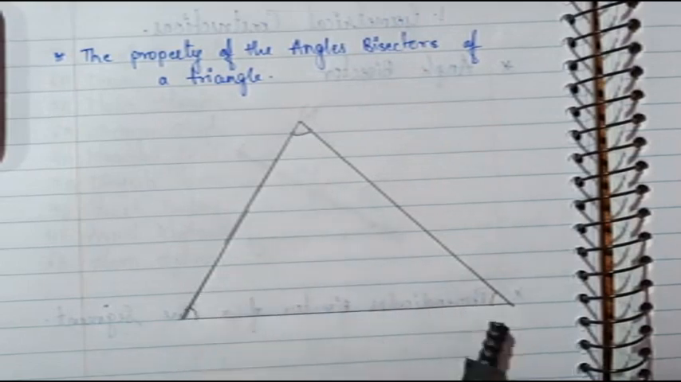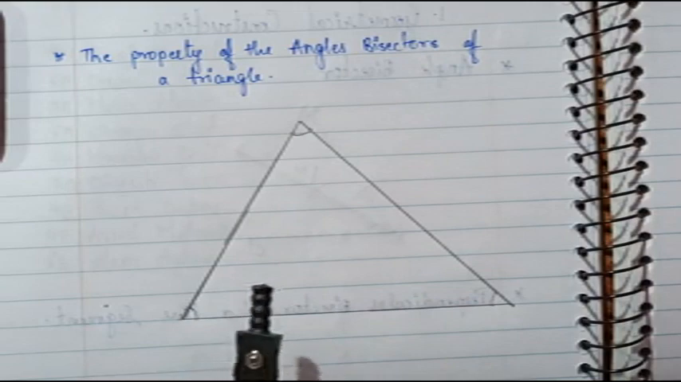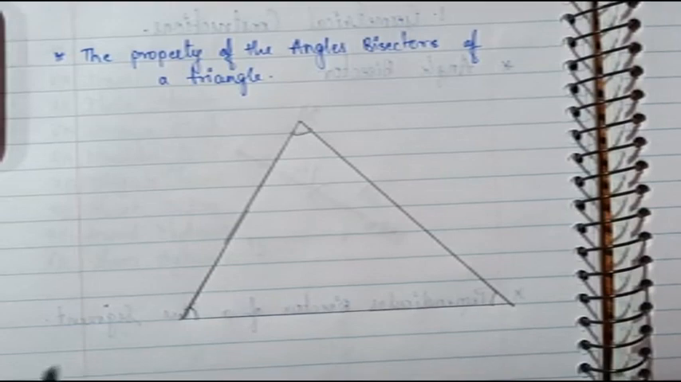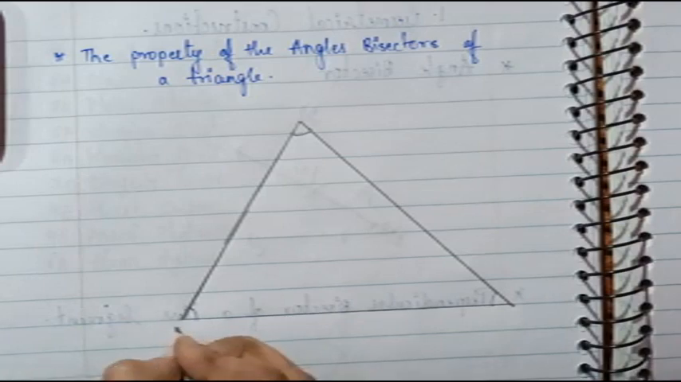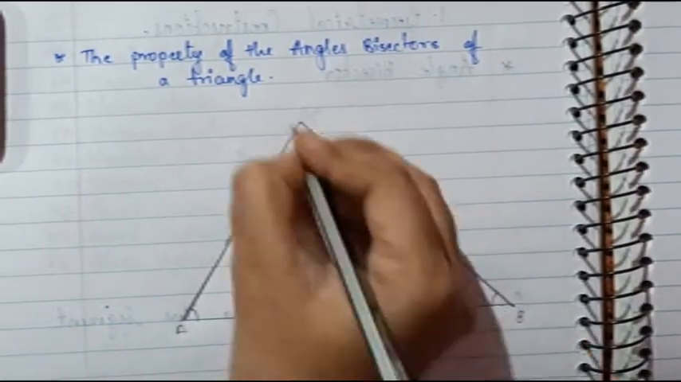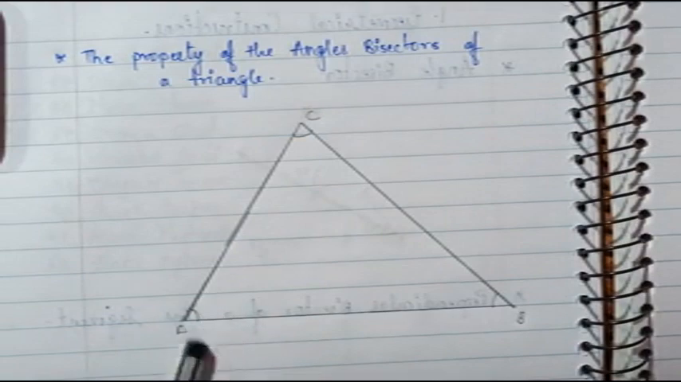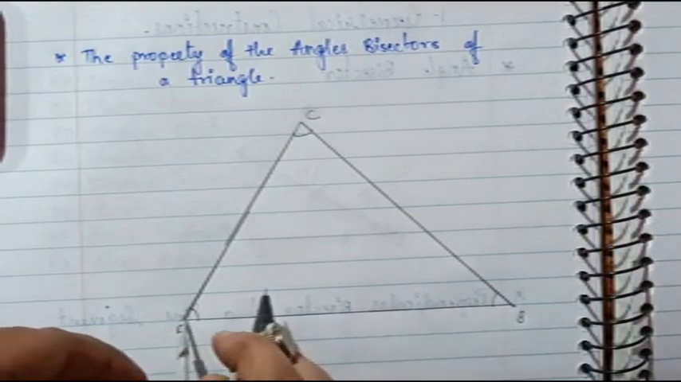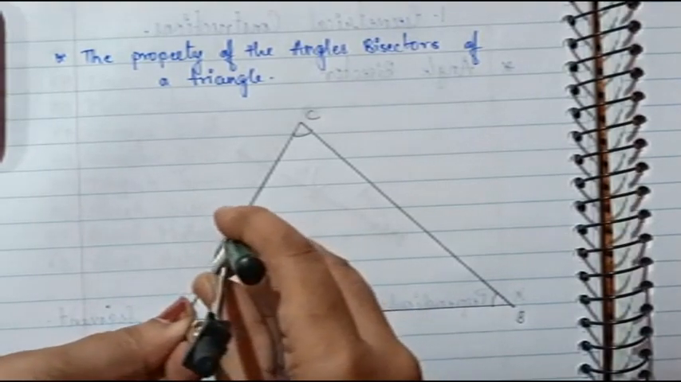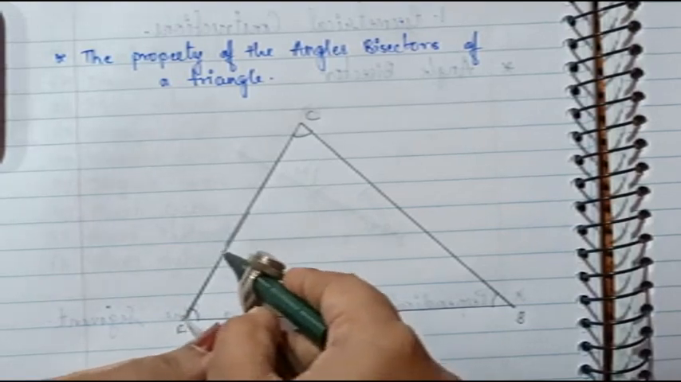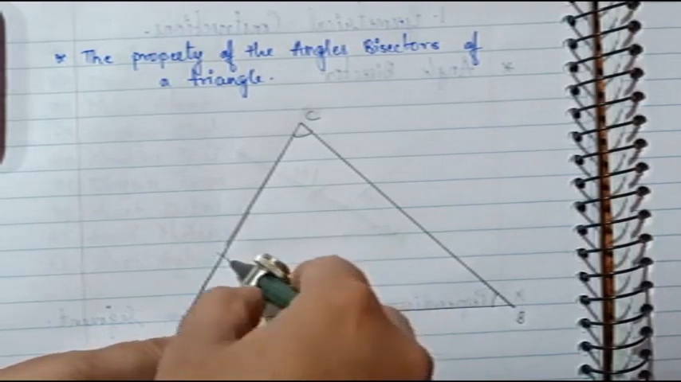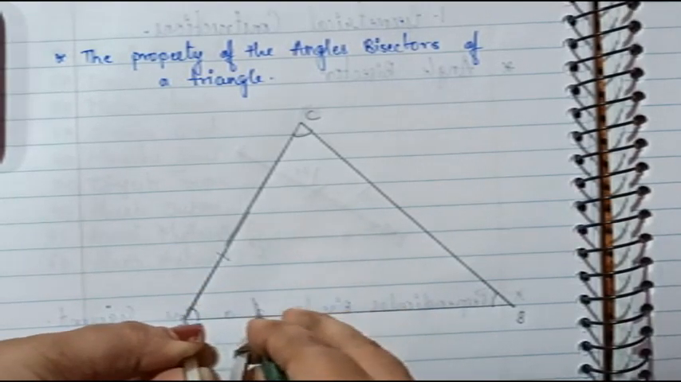What do you have to do? Bisect these three angles. That is, you are supposed to divide them. So now let us first bisect each angle one by one. For example, first we'll begin with this angle. I'll just give the names: angle A, B, and C. So first we'll bisect angle A. So for that, what do we have to do? You don't have to take more than half. You have to take less than half. So I'll take here one arc and here one arc.